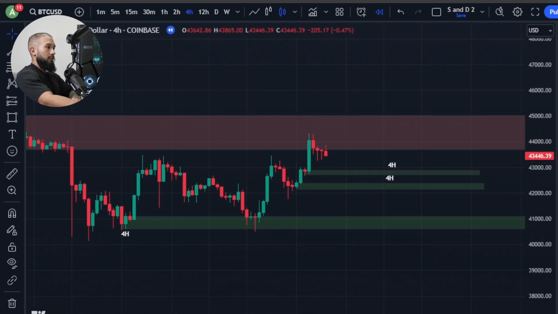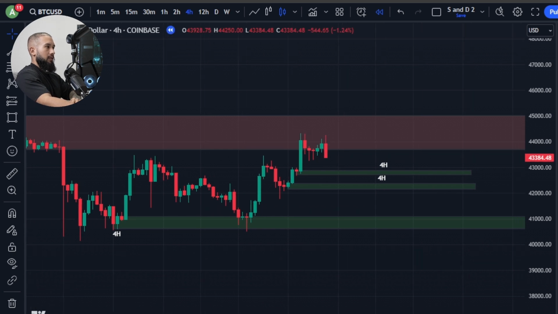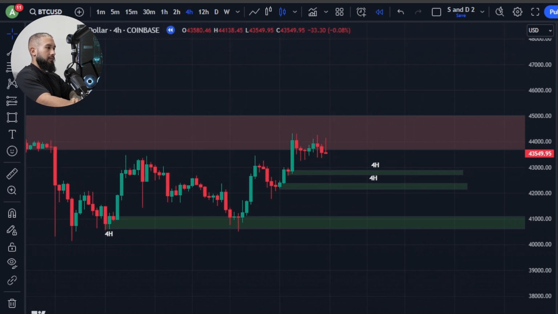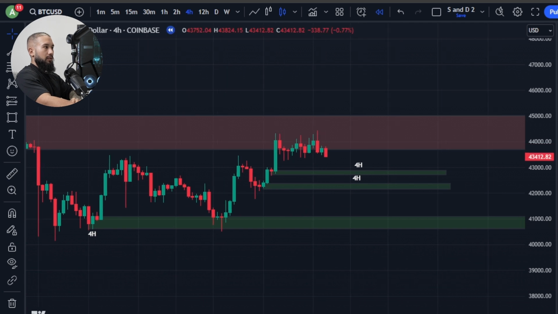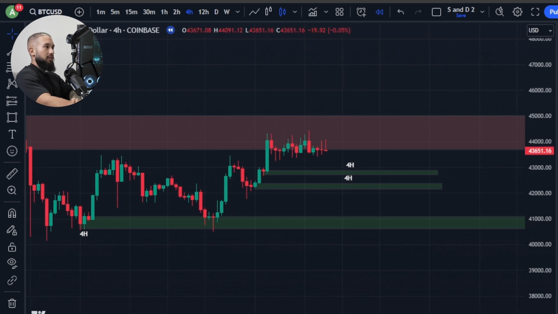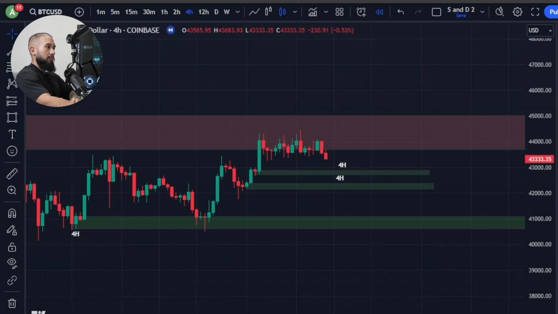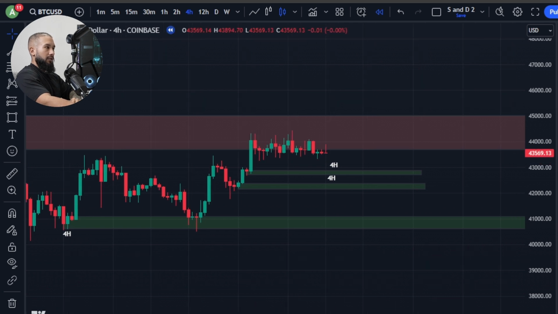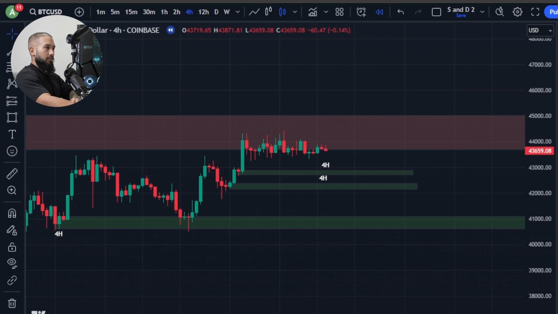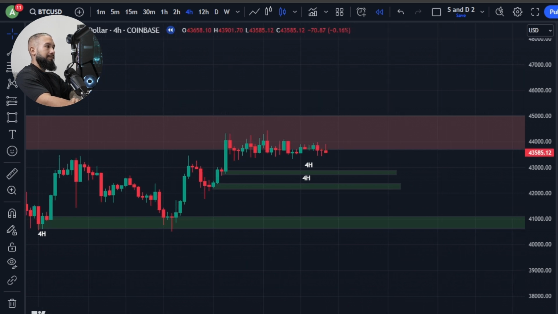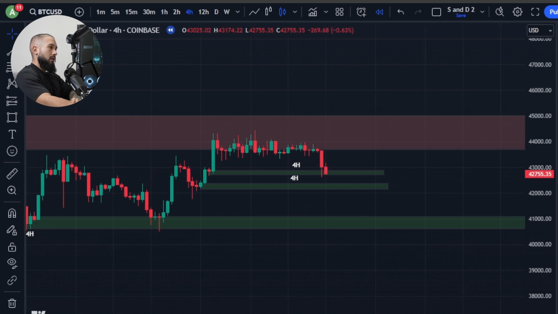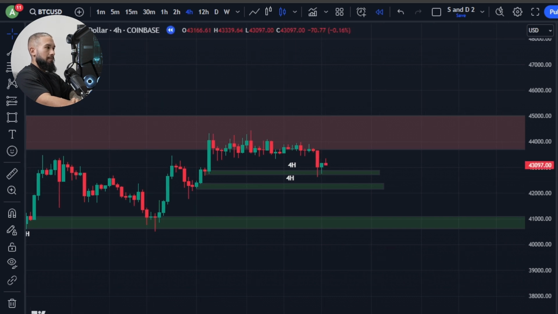All right, so price is ranging, still ranging. All right, so now we're starting to get some consolidation. There's a lot of wicks at the bottom and top of this range. Still consolidating. All right, so sellers have stepped in.